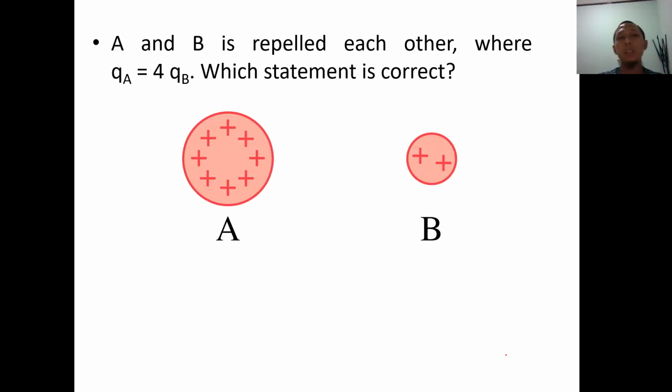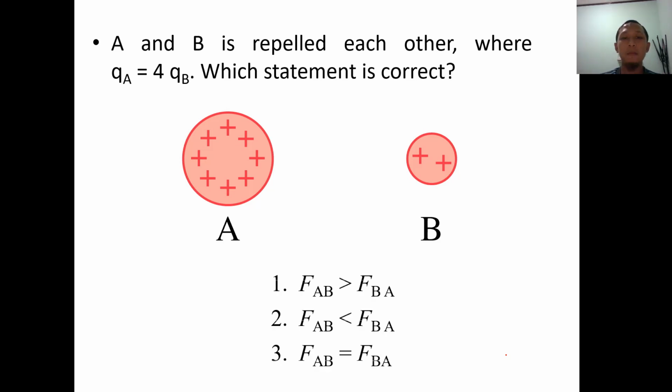So this is a question, an easy one. A and B repel each other, where the charge of A is equal to four times the charge of B. Which statement is correct? First, FAB is larger than FBA; second, FAB is smaller than FBA; or third, they are similar. So we have to draw. The first one is this one: this is FBA, the force on B because of A, and this one is FAB, the force on A because of B.